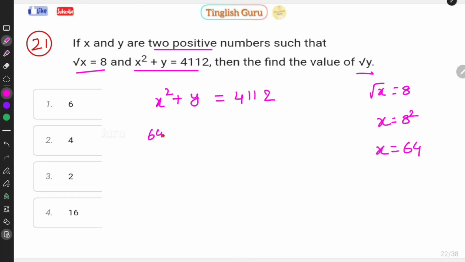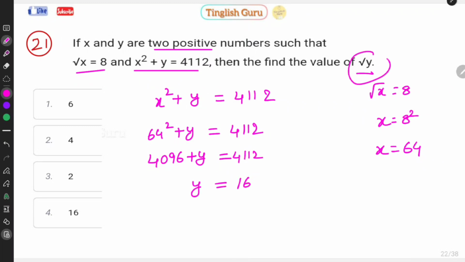So 64 square plus y is equal to 4112. 64 square is 4096 plus y is equal to 4112. So the y value will be 16, but we are asked to find root y. So taking square root on both sides, root y value will become 4. So our answer is option 2.